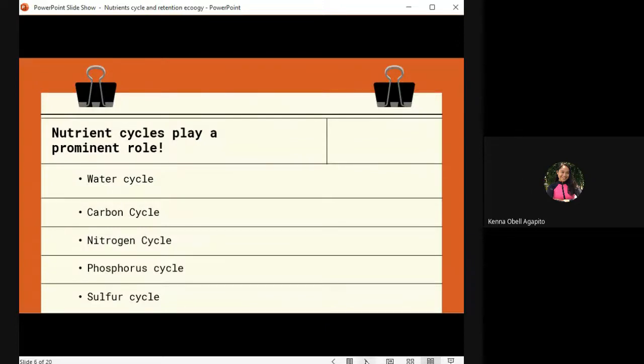So there are five nutrient cycles and we will discuss them one by one. First is the water cycle, second, carbon cycle, third, nitrogen cycle, fourth, phosphorus cycle, and lastly, the sulfur cycle.